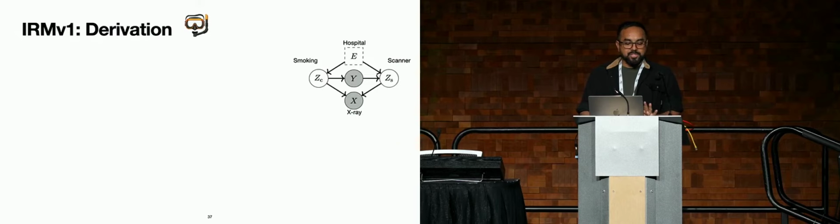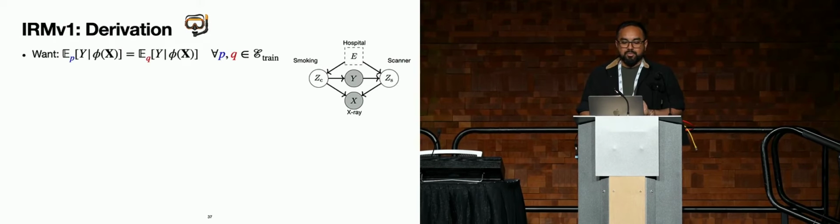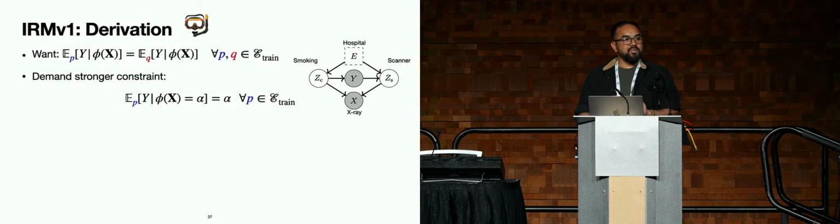First, we'll write down a stronger version of the invariance statement that we just saw. If you want your conditional expectation to be the same across two different distributions, you can achieve this by forcing your model to be calibrated. So what does calibration mean? If my model tells me the probability of y equals 1 is alpha, then for the samples for which my model tells me that, the actual expectation should also be alpha. And this needs to hold for every environment that you know of.